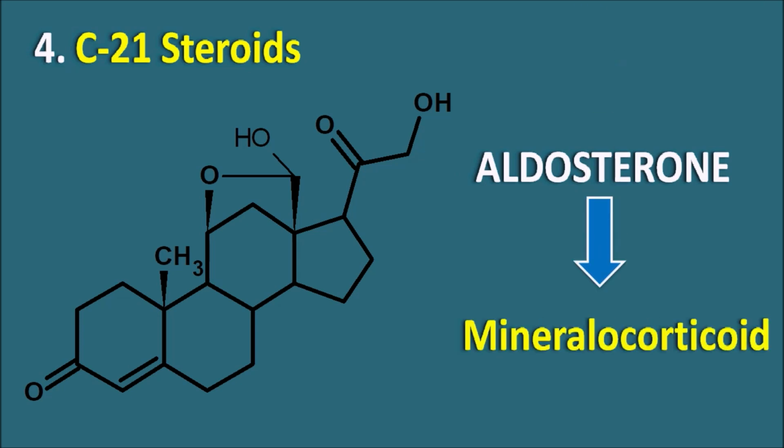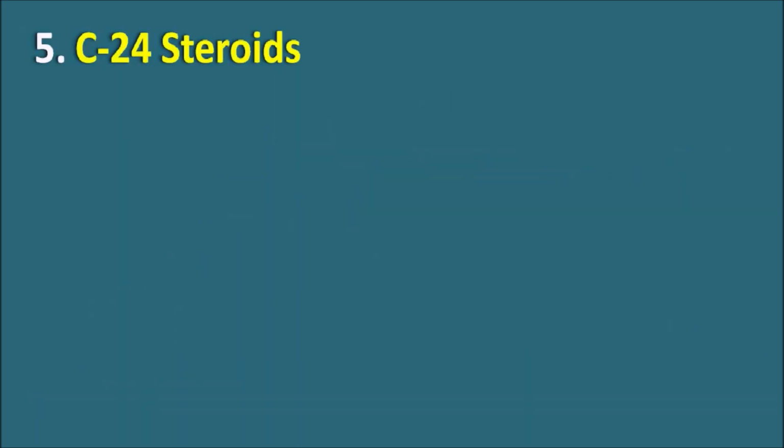Again, this aldosterone has the pregnane nucleus, but if we compare it with the glucocorticoids, it has an OH group at the 11th position and an aldehyde group at the 18th position. This OH group and aldehyde group can combine to form a cyclic form. So aldosterone may be present as an open chain as well as in the closed form at the 11th and 18th positions. Next one is the C24 steroids.